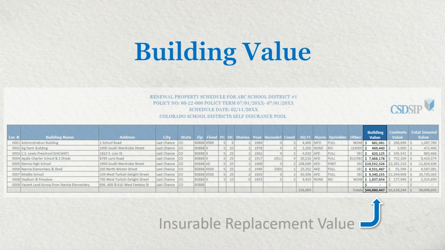Building value. This is the insurable replacement value that we have on file for each location. We use the value that you reported to us along with the building details for the building, including square footage, construction type, exterior construction materials, roof materials, etc.